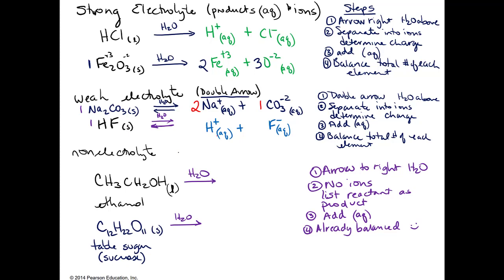And I wouldn't expect you to know if it's a strong or a weak electrolyte. I would tell you. So if I asked you this, I would say finish the reaction for HF, which is a weak electrolyte. So you would know to put the double arrow going both directions. Just separate them into a positive and a negative ion group and just make sure they're balanced.